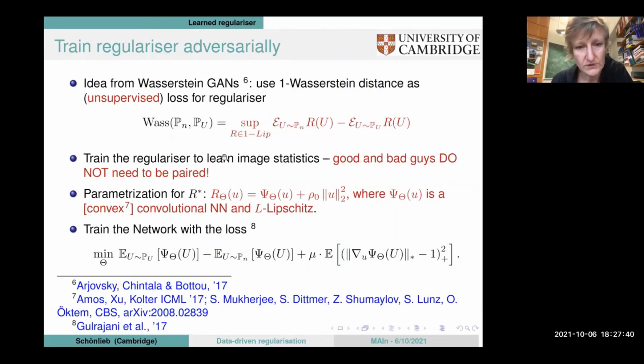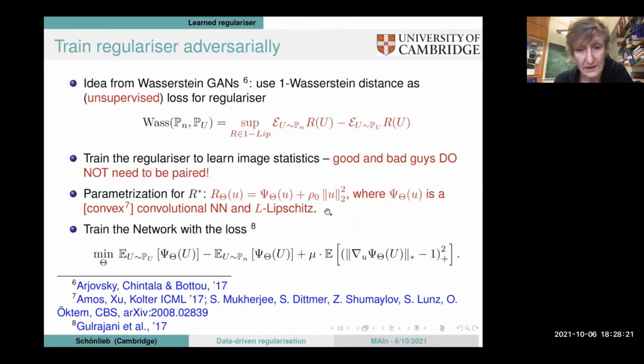Now, the nice thing about this is that we train the regularizer really to learn image statistics, in the sense that the good and the bad guys do not need to be paired. This is really a way of optimizing the regularizer in a distributional sense, right? We want on average that the regularizer makes this large and this small, which is nice because it's unsupervised. Unsupervised in the sense that the bad guys and the good guys don't need to correspond to each other, which is super nice in inverse problems.